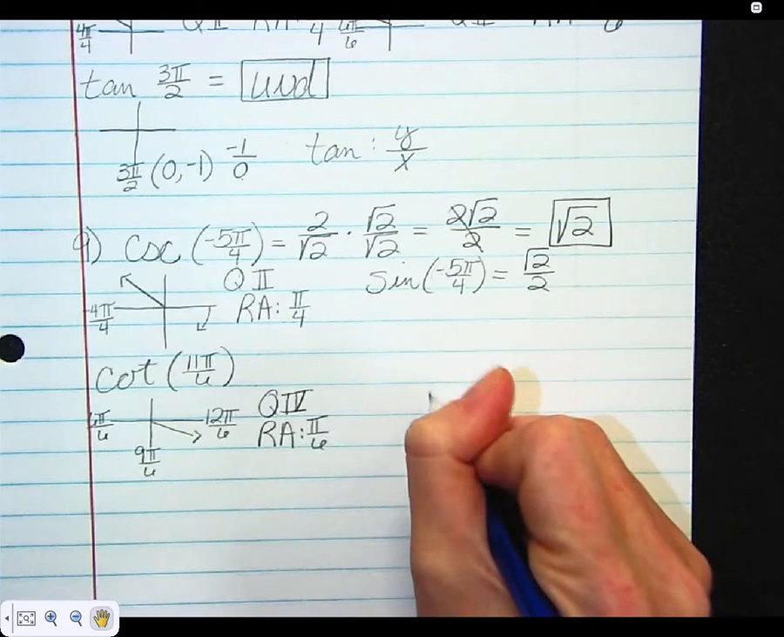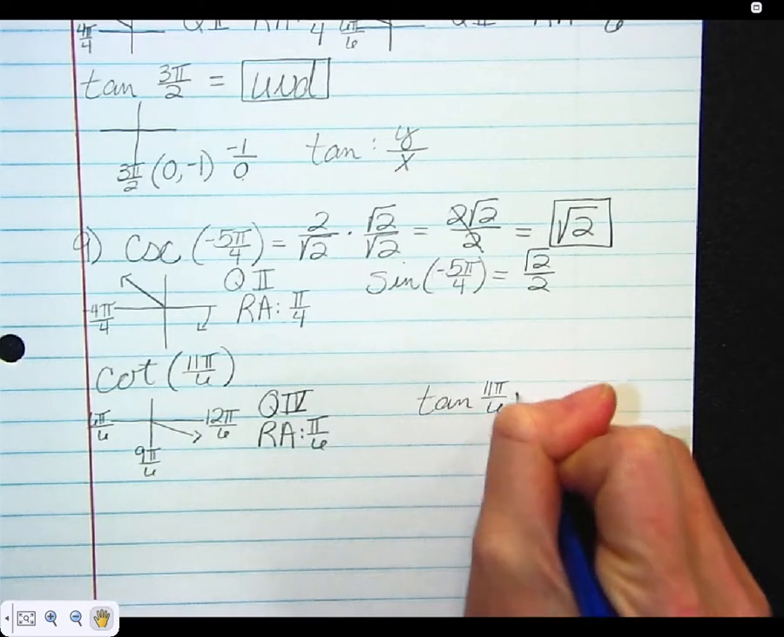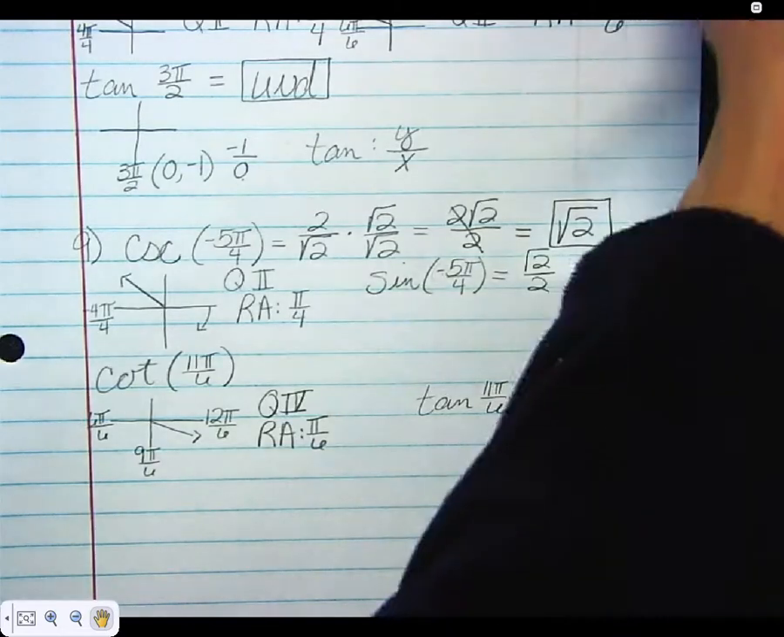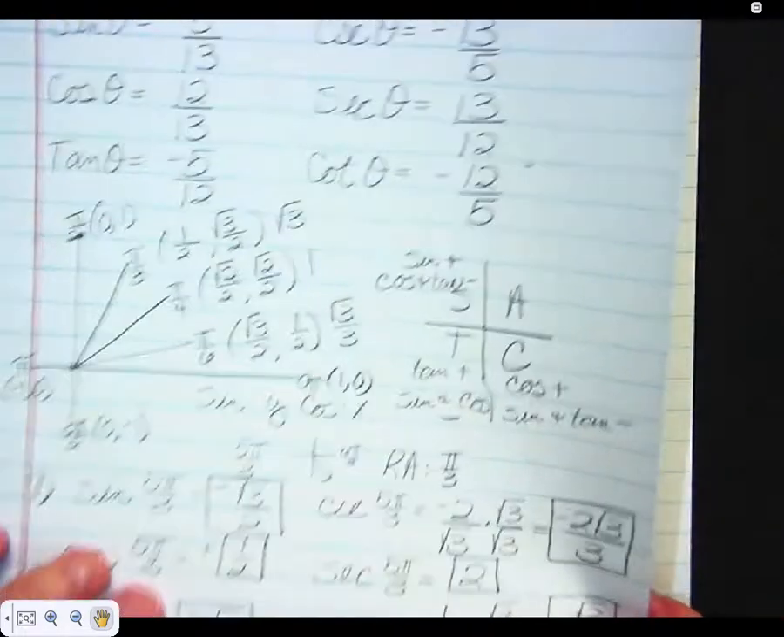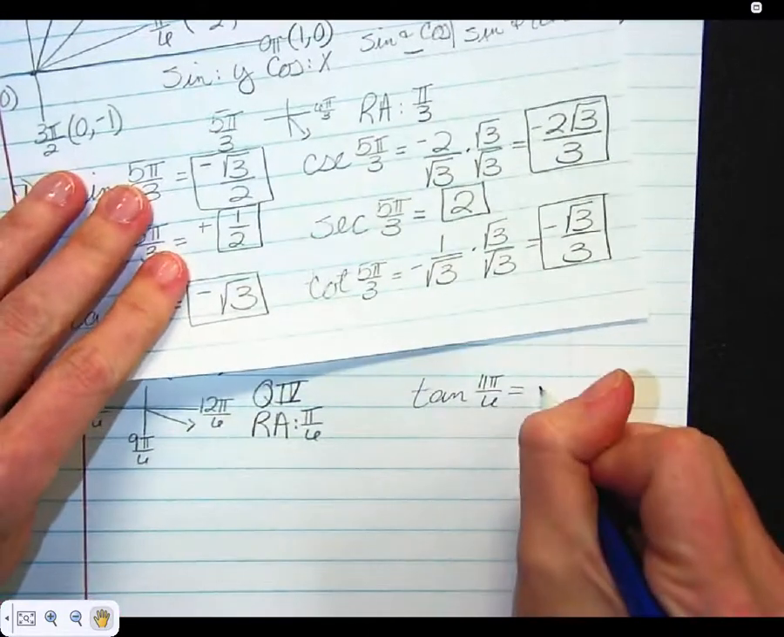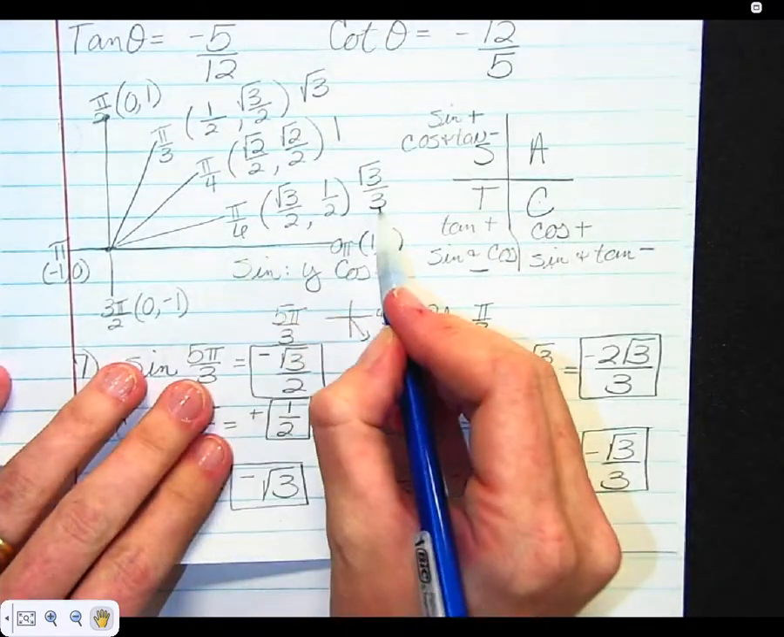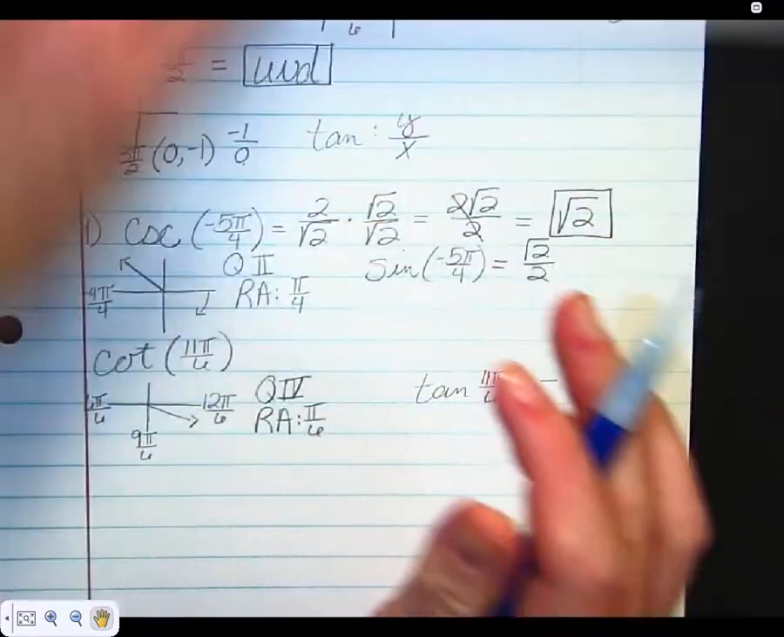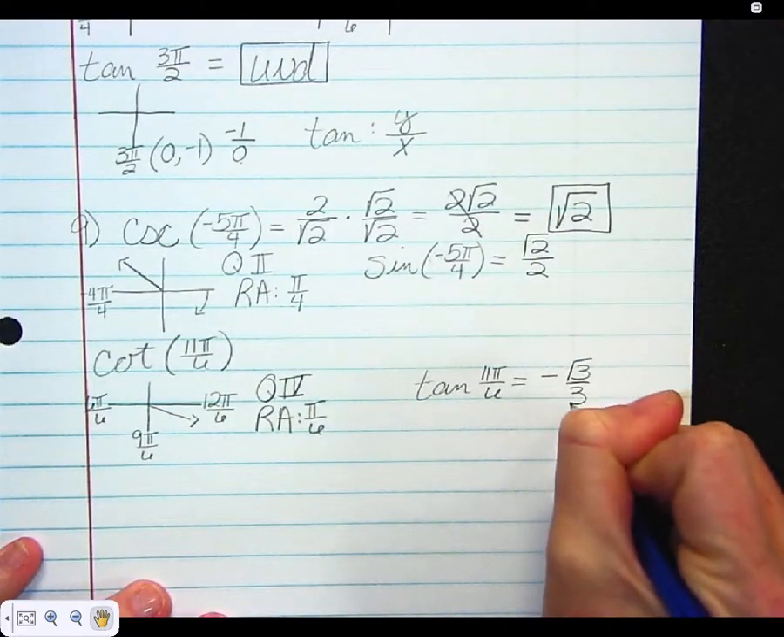So again, like that last one, I'm going to start by finding the tangent of 11 pi over 6, just because that's a little easier on my unit circle, and then I'll go back and flip it upside down for cotangent. All right, so in the fourth quadrant, I know that tangent is negative. Go ahead and jot that down. And then at pi over 6, I know that I have a tangent value of the square root of 3 over 3. So tangent is negative square root of 3 over 3.